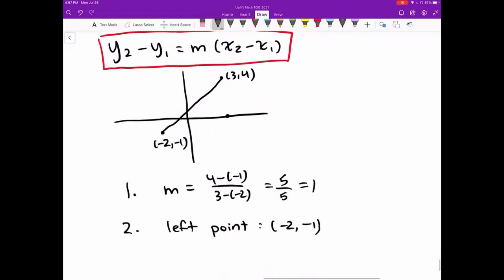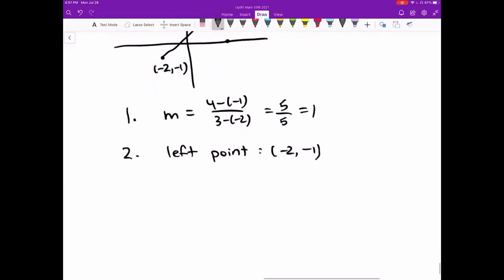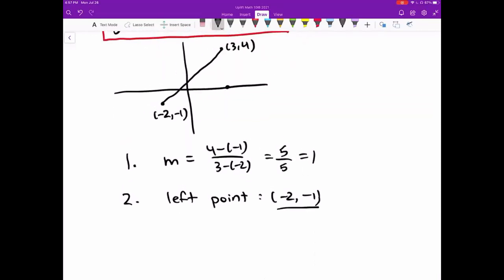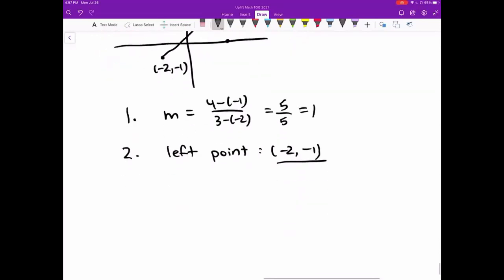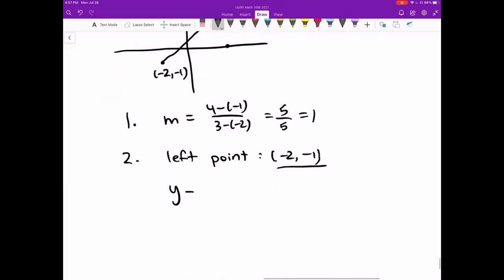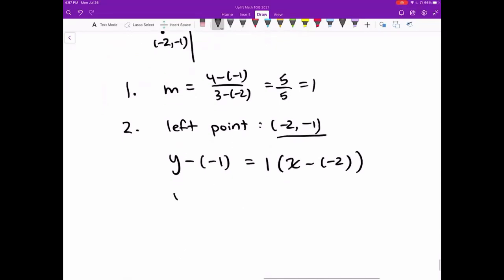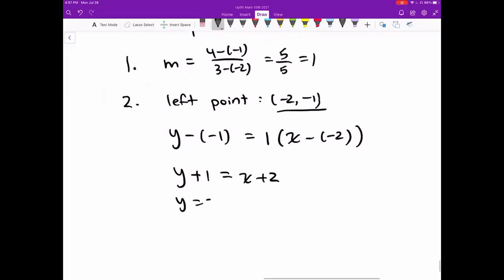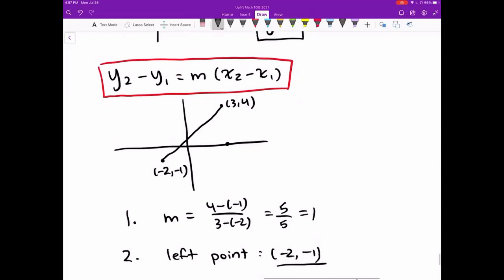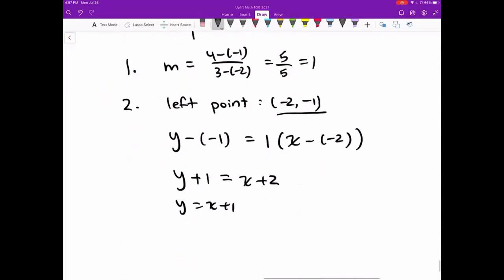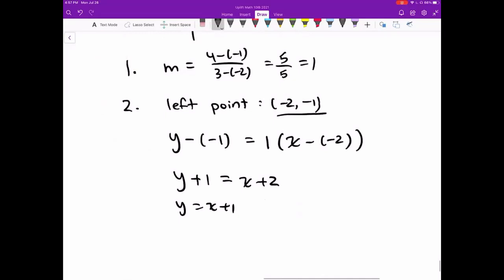So we would actually, okay, this is very confusing, but what we do is plug this point into x1 and y1. So y minus y1, which is -1, is equal to m times x minus -2. And then we just figure out what this is. So y plus 1 is x plus 2. So y is x plus 1. Yeah. Okay, so finding the equation between 2 points isn't easy. It's pretty tricky.